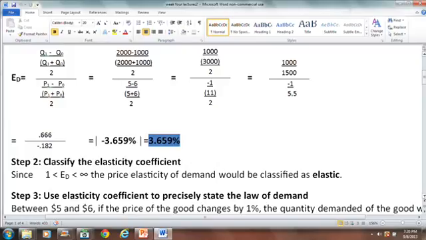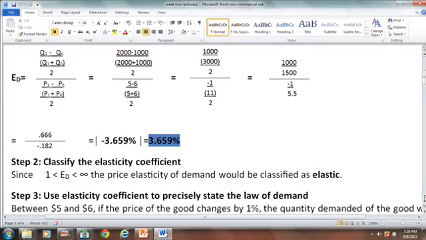3.659% falls between 1 and infinity, and so that implies that the result I have discovered would be considered elastic, which, if you have looked at the characteristics of price elasticity of demand, implies that consumers are somewhat price sensitive, in this case between $5 and $6. So I classify the result as representing elastic demand.